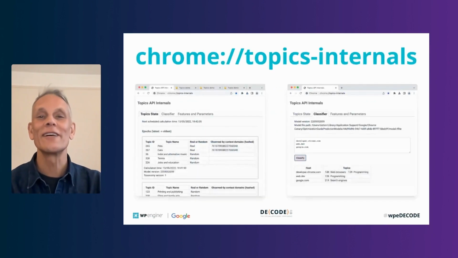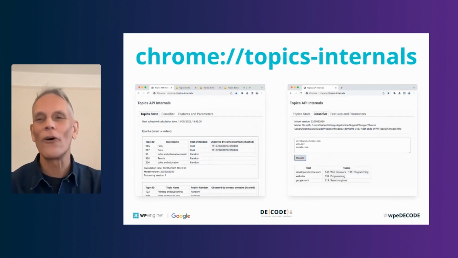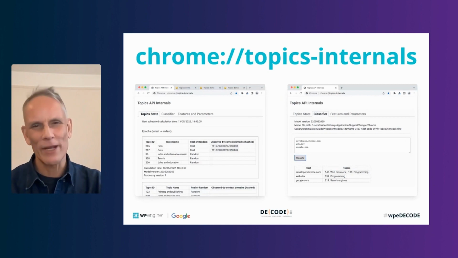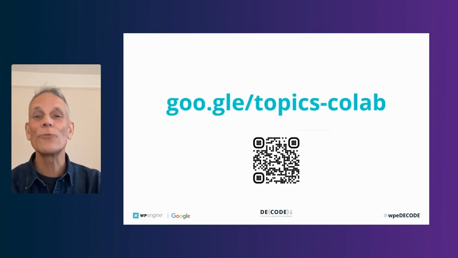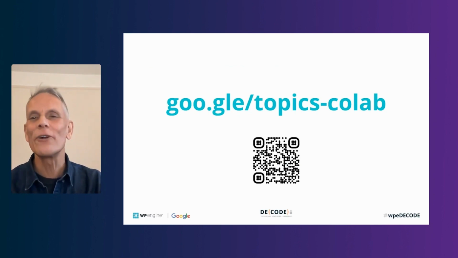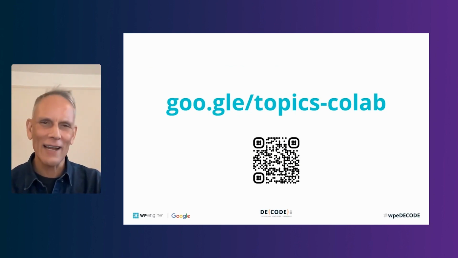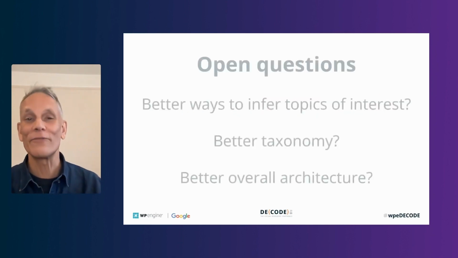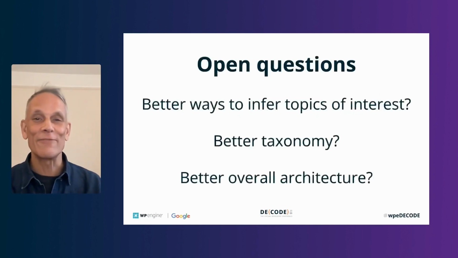Chrome Topics Internals displays topics for the current user, topics inferred for host names, and technical information about the API implementation. You can also run the Topics co-laboratory to test topics inference using the topics classifier model. Now, 3 major open questions for you before I leave Topics.